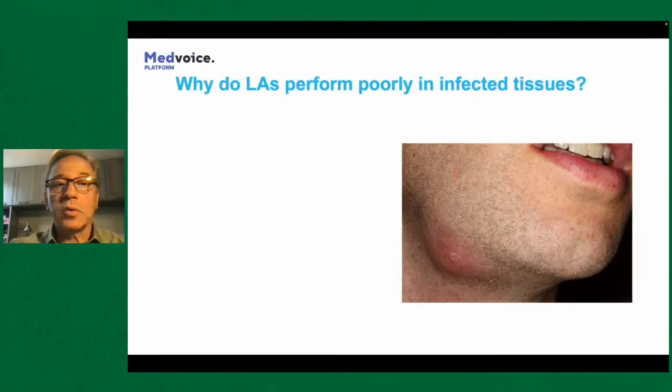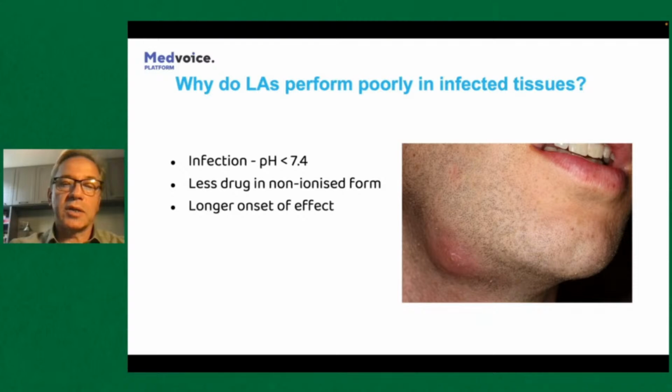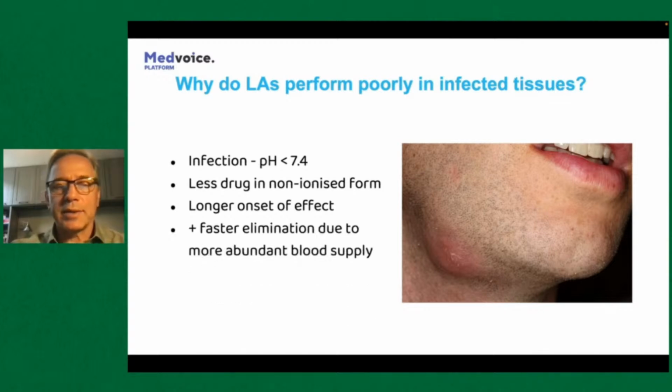So why do local anesthetics perform poorly in the infected tissues? For exactly the same reason. Because in infection, the tissues become acidic, pH drops below 7.4, and less of the non-ionized form is present in the solution. So the onset of action is prolonged. So you don't really want to inject into the infected tissues because it's not going to work as well.